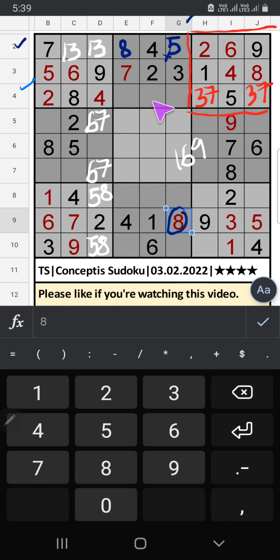Fourth row, 3 numbers are remaining, 1, 6, 9. Column F we have 1 and 6, so 1 and 6 can't come in this cell, it will come in one of the cells, then only 1 number is remaining, 9. 9 is confirmed here. 1 and 6 will confirm later.